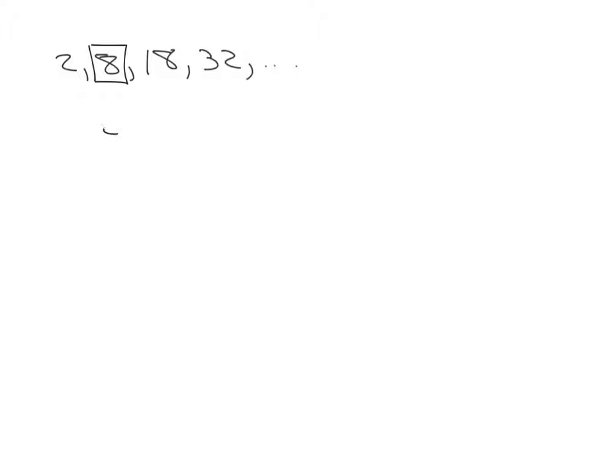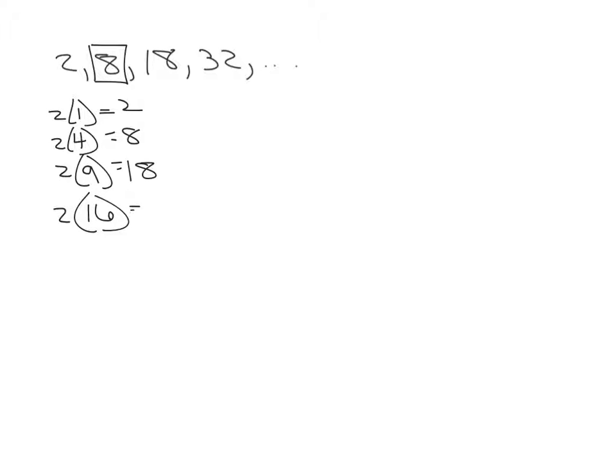Just for an example, let's put the right one down here. 2 times 1 gives me my first term. 2 times 4 gives me my second term. 2 times 9 gives me my third term. And 2 times 16 gives me my fourth term. My problem is all of these numbers are different, and they can't be. We've got to come up with a formula where they're all the same number.